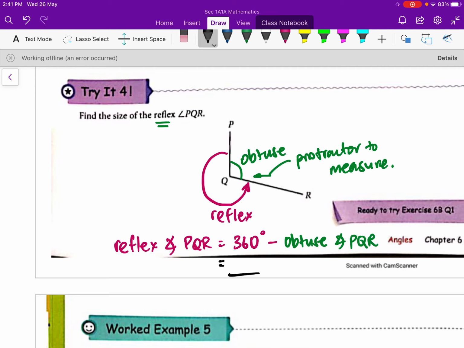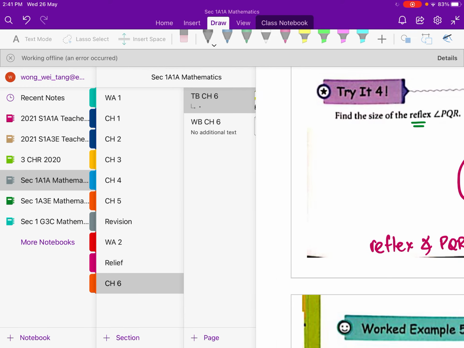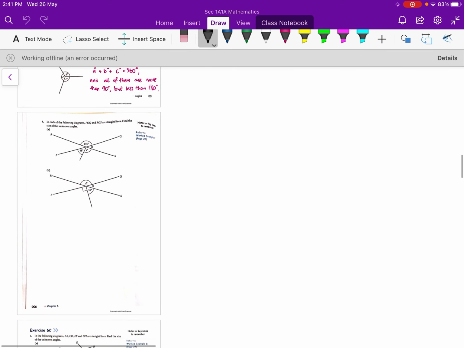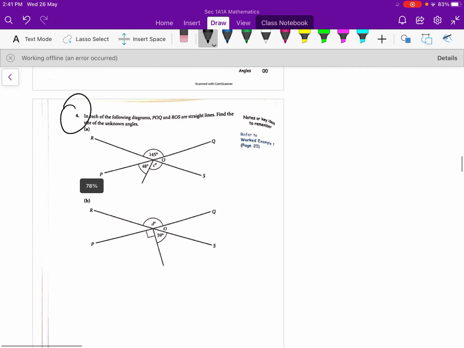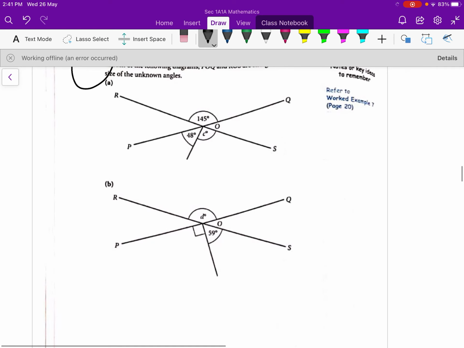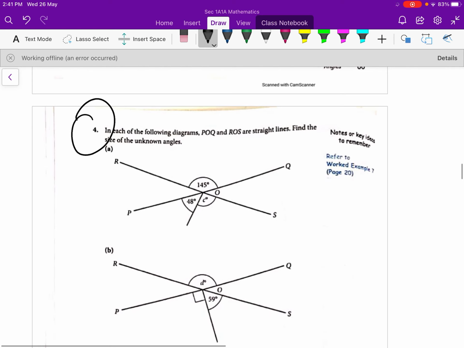So your homework for the rest of this week is in your workbook, page 6. So just 2 more questions. Question 4, A and B. Alright, I will give you a hint for question 4A. You are asked to find the size of the unknown angle, meaning this one over here, angle C. So you have to look out for the cross, where we can use our vertically opposite angles.